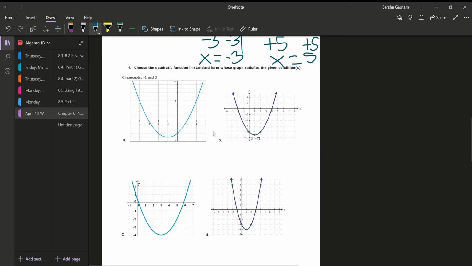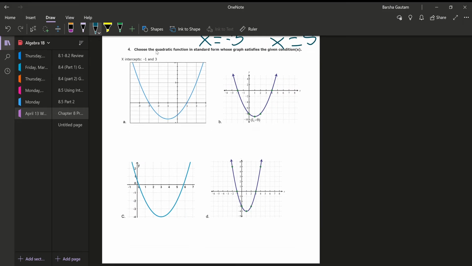And now, number 4 asks us to choose a quadratic function in standard form whose graph satisfies the given conditions. The condition is that the x-intercepts have to be equal to negative 1 and 3. Notice that it doesn't specify what the a value is. So in this case, it just has to equal negative 1 and 3. That's it. So let's take a look at this one.